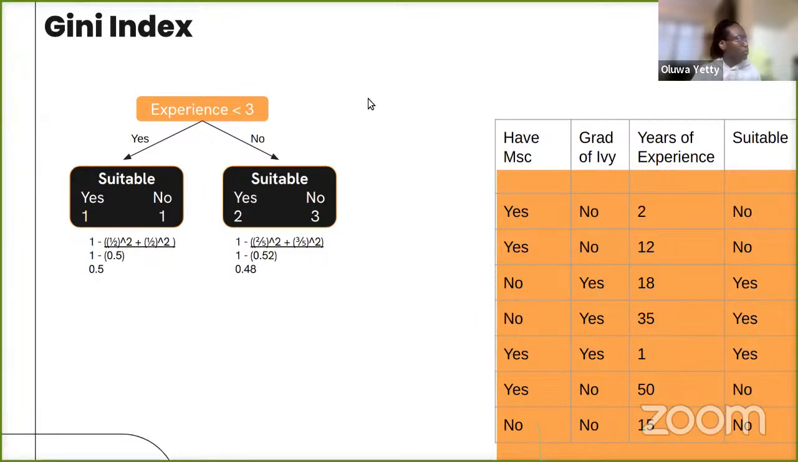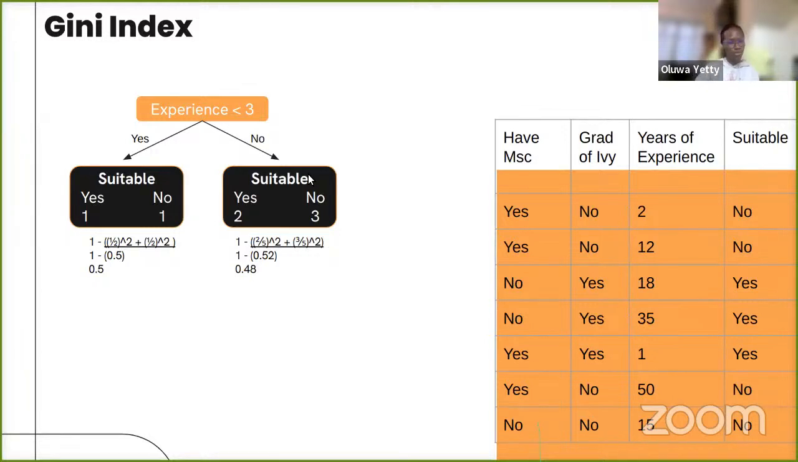So if you still don't understand this section, the black section of this screen, please put 0 in the chat. Awesome. So everyone is on the same page.